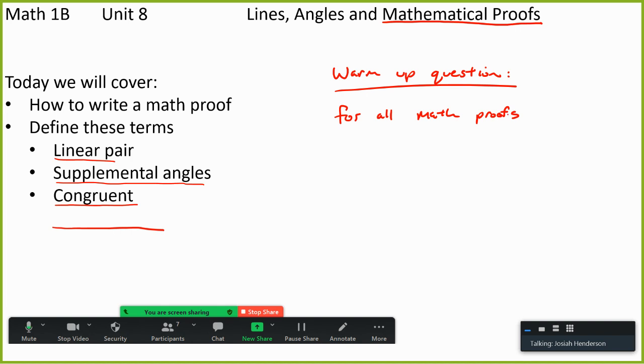For all of our math proofs, what is always the first statement and reason that we're going to use for every math proof? Can you remember from yesterday? There's always going to be something that we use for the very first line of our math proofs. What is the first statement and reason we use? Go ahead and think about that for a moment and type your answer in the chat.